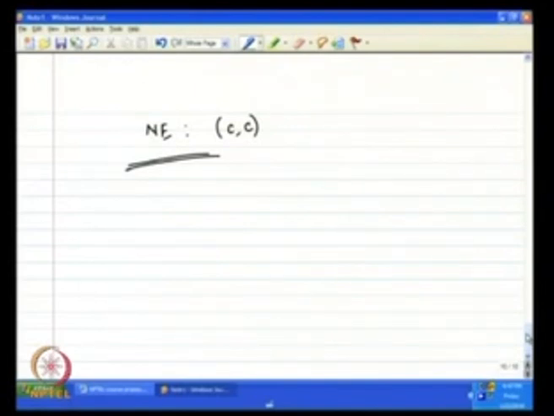Now, this was the case where the best response functions were linear, straight lines. In general, best response functions are not straight lines; they can be curves. And if they are curves, it's not necessary that there is a single point of intersection. There can be more than one point of intersection, and if there is more than one point of intersection, then obviously the number of Nash equilibria will be more than one. So that is how it is solved.